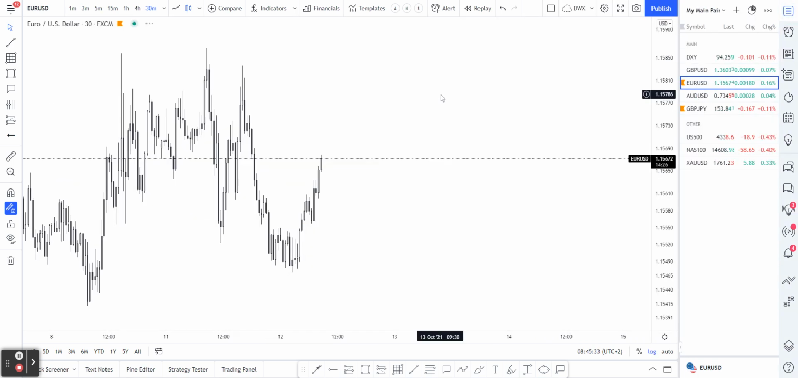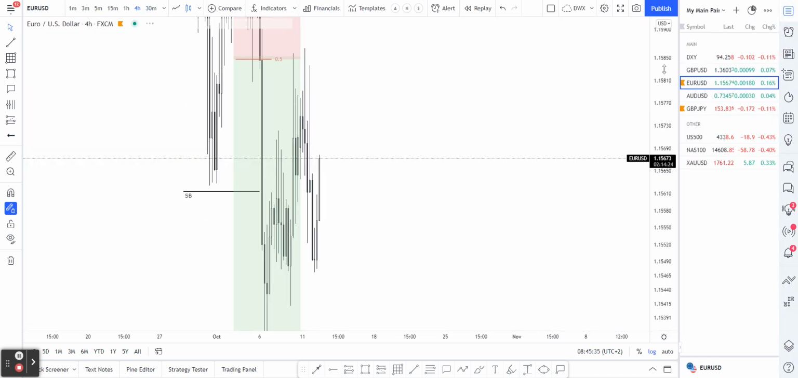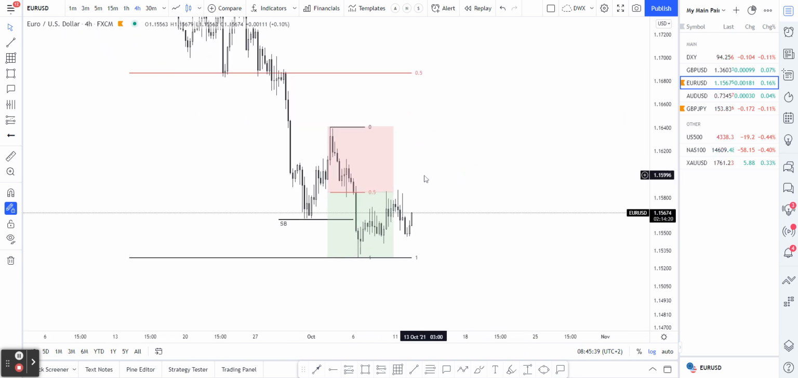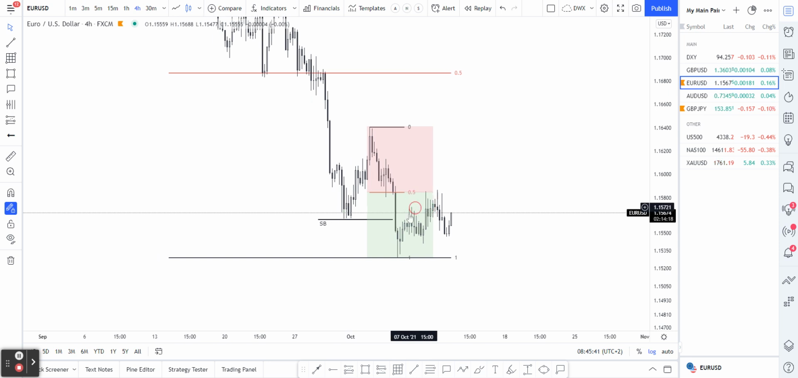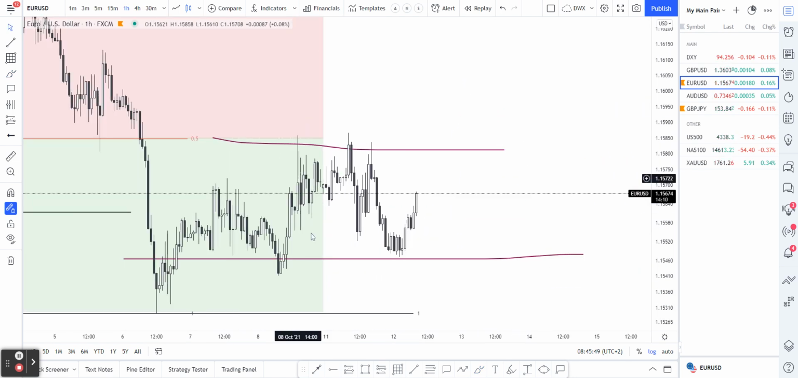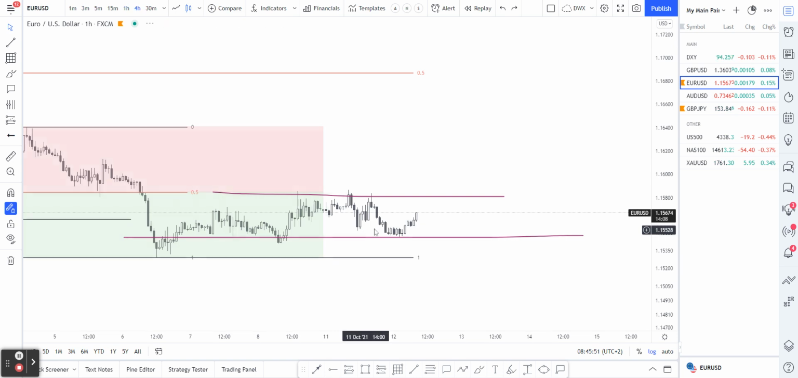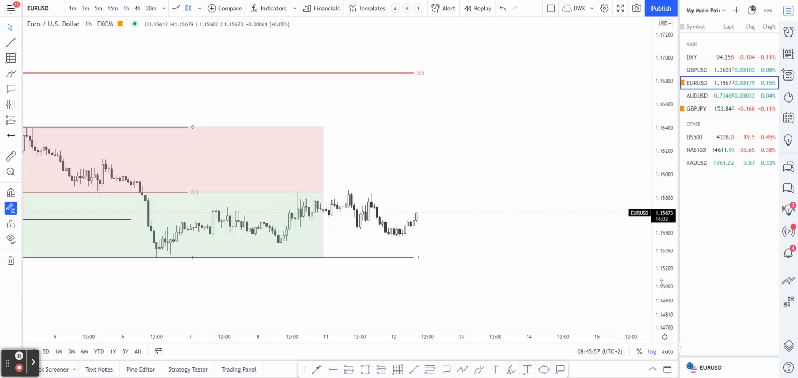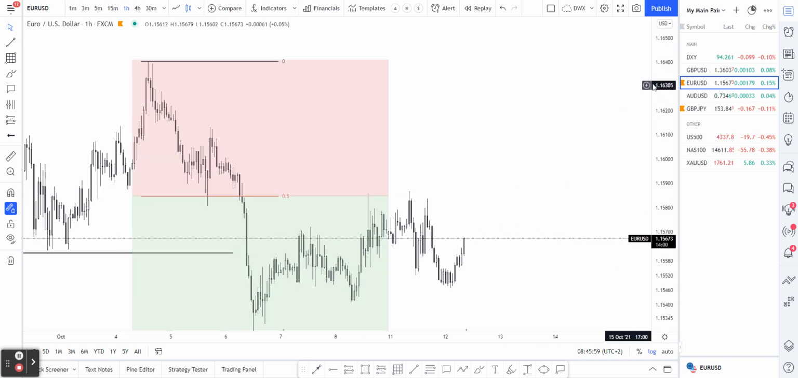Let's have a look at EU. Let's look at the 4 hour first. EU has been confusing for me. I haven't really touched EU as much because you can just see how price is consolidated on the 4 hour, and then on the 1 hour it's just moving really poorly, in my opinion. I'm really not liking how price is moving on EU, so that's why I'm not as eager to trade it.